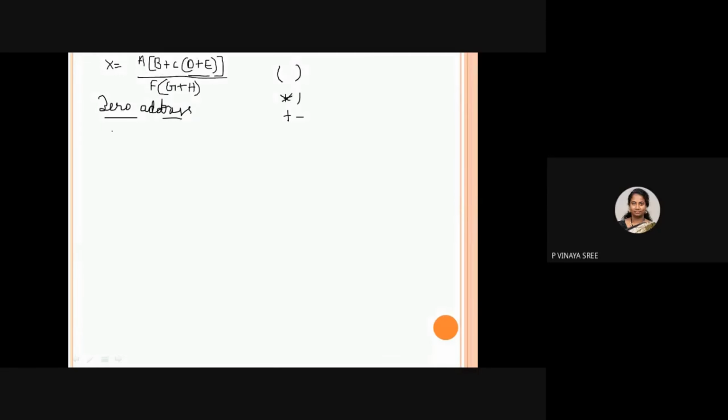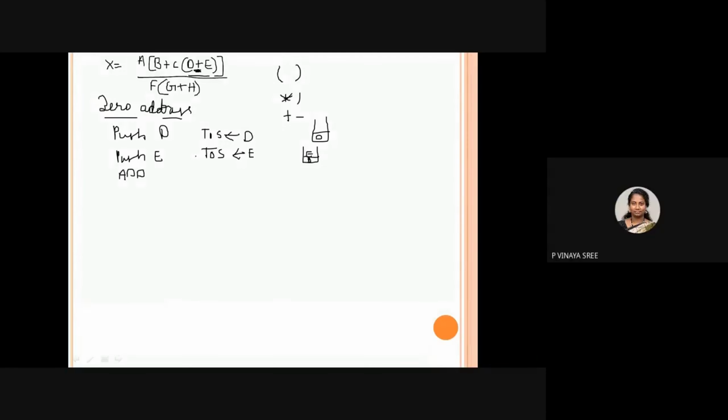So I need to go for push D. Push D means we push the operand D onto the top of the stack, and along with that you also have to show the stack as D. Next we push E, so the top of the stack will be E, and now you have D and E. Between these, what operator do we have? Plus. So we need to perform add.